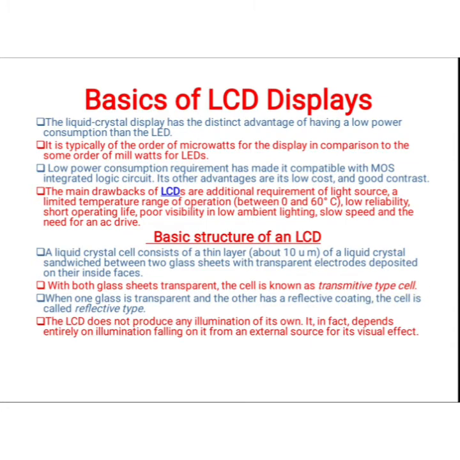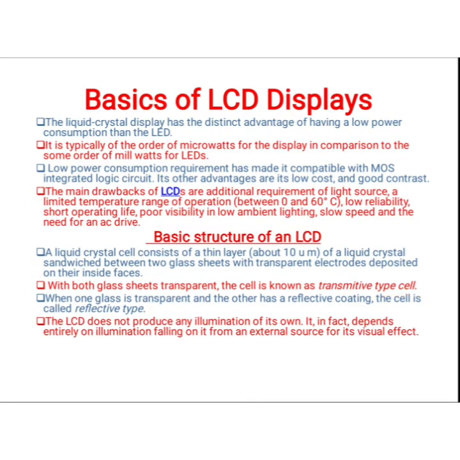In the liquid crystal, a thin sheet of glass is sandwiched with transparent electrodes deposited on either face. So the liquid crystal has a glass arrangement before and after it, meaning top and bottom glass sheets. That glass sheet will be transparent. If coated transparent on both sides, it is transmittive. If the other side has a reflective coating, where light gets reflected, it will be the reflective type. The other one is the transmittive type.